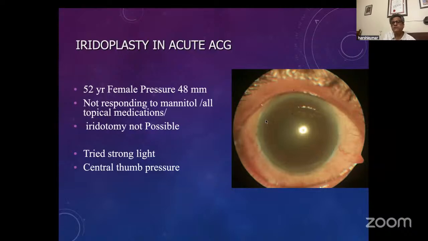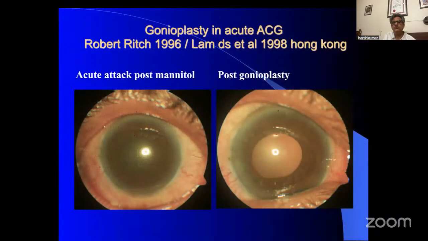So many people ask me, sir, how will the laser go through? My answer is just go and do it, and it will indeed go through. So with any coagulative laser, you put 360 degrees around and immediately you see that the angle opens up, the pressure lowers, the cornea clears, and then you can complete your iridotomy.